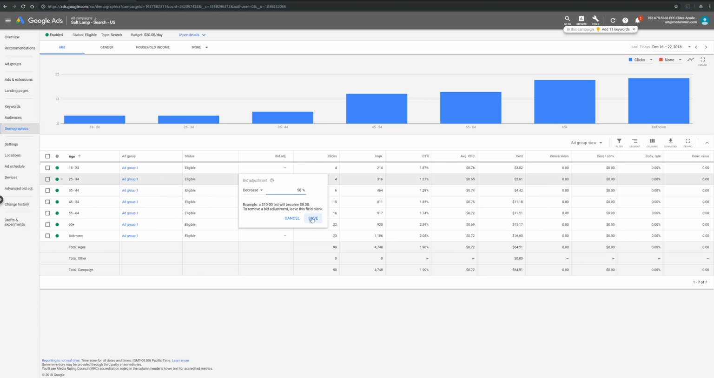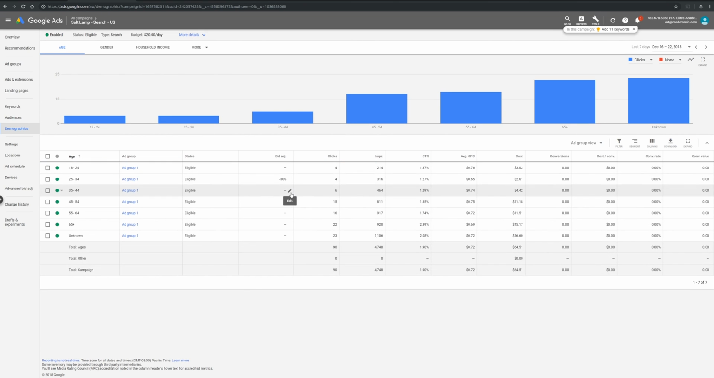All right, so I would go ahead and do like a 50% just because, actually no, it's 1.27. I would do a 30% negative bid adjustment on these because they're not doing very well. So I would also do the same right here. Let's switch this to decrease.